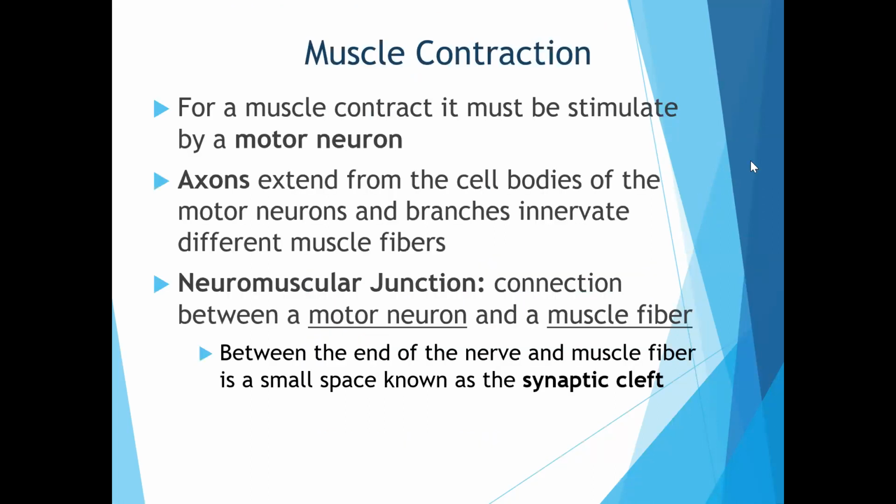Okay, so for a contraction to actually occur, the muscle itself has to be stimulated by a motor neuron. And so these motor neurons have axons that extend out from the cell body of the neuron, and these branches go to different muscle fibers. Some motor neurons have tons of axons and innervate a ton of different muscle fibers, and some only innervate just a very few muscle fibers. So it varies based on motor neuron.